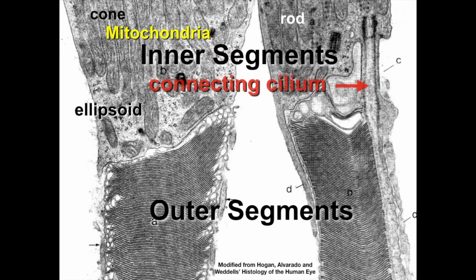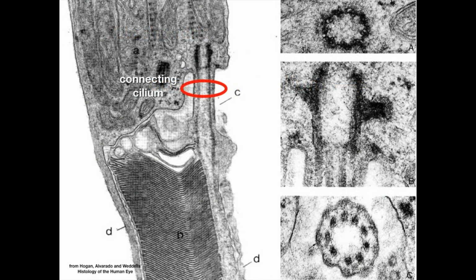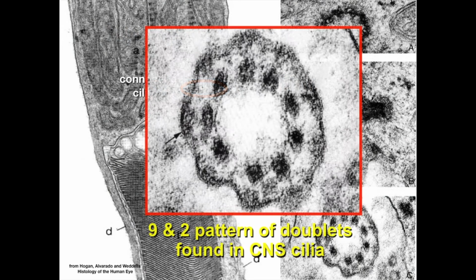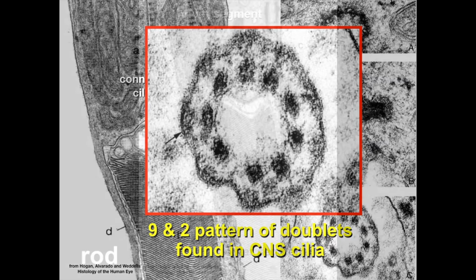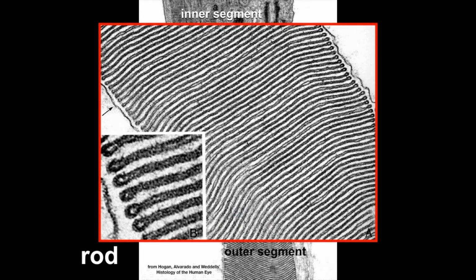A highly modified cilium connects the inner and outer segments. This connecting cilium has the 9+0 pattern of doublets seen in central nervous system cilia. The photochemistry of vision takes place in the outer segments of the photoreceptors. The outer segments contain a stack of discs composed of cell membranes.